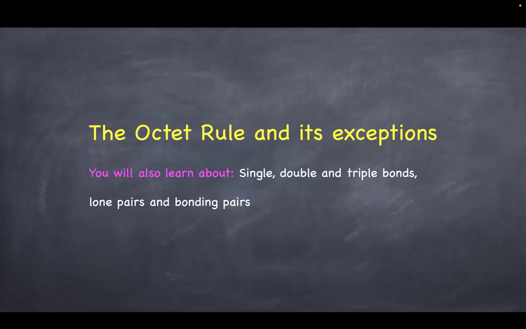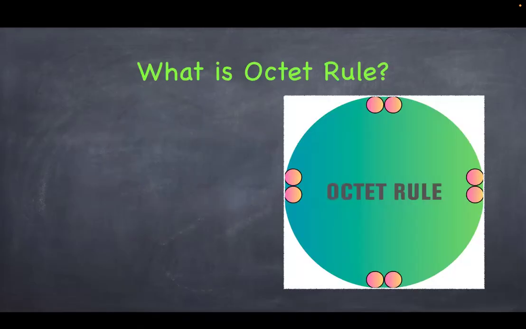So this video is about the octet rule when drawing Lewis structures, and I will also cover the exceptions that exist when you're drawing the Lewis structures. We will also talk about single, double, and triple bonds. I will also introduce the concept of lone pairs and bond pairs and tell you what we mean by these two terms. So let's take a look at the octet rule.